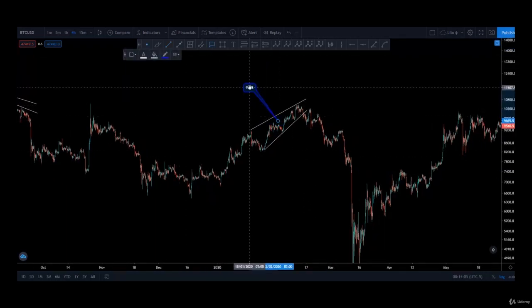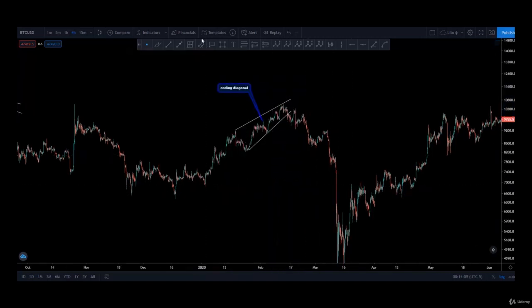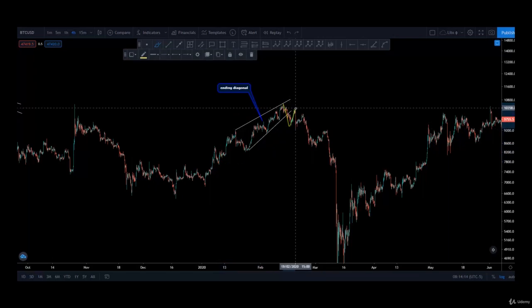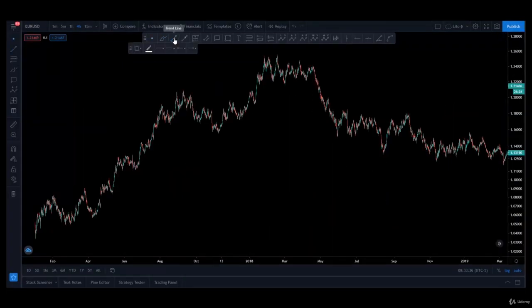You already know that this is my ending diagonal. And what happens next is the price broke below this structure, retested, ABC, and goes down. So this is basically how you see a chart when you just open it. It looks a little bit chaotic.